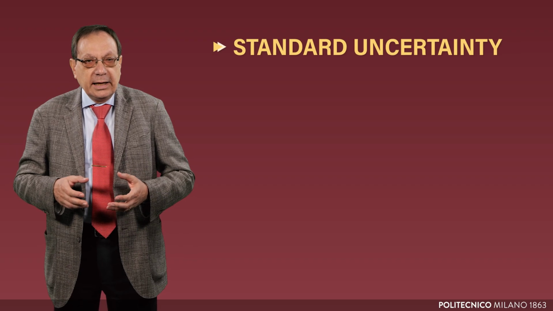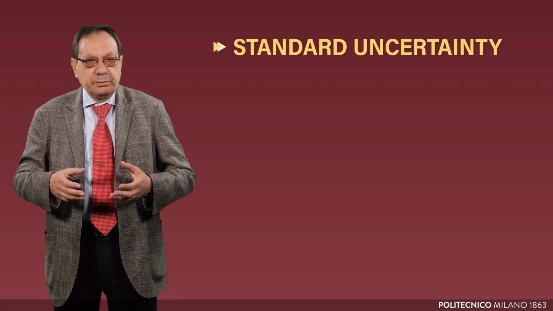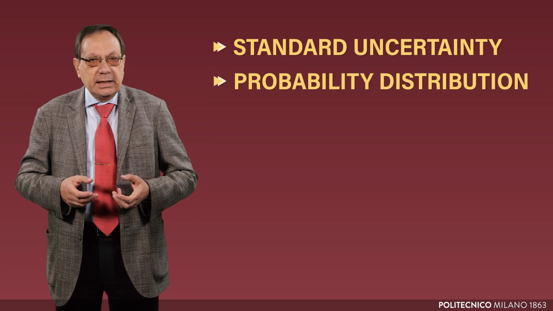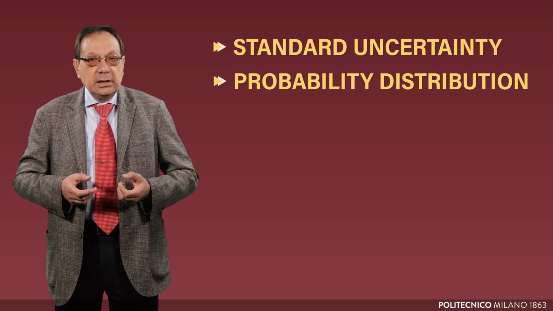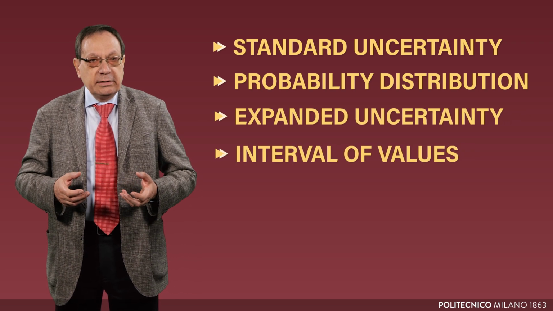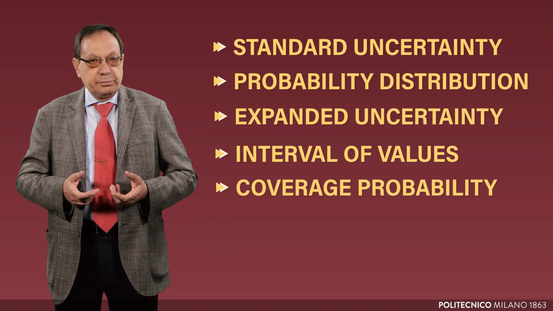We have seen that in order to correctly express a measurement result, it is necessary to associate it with an uncertainty, usually expressed as a standard uncertainty, and that from this it should be possible, starting from the probability distribution of the values that can reasonably be attributed to the measurand, to derive the expanded uncertainty, that is an interval of values about the measured value, with a given coverage probability.